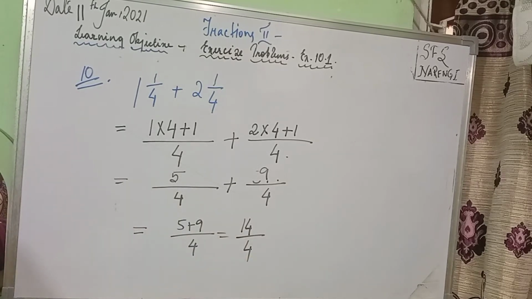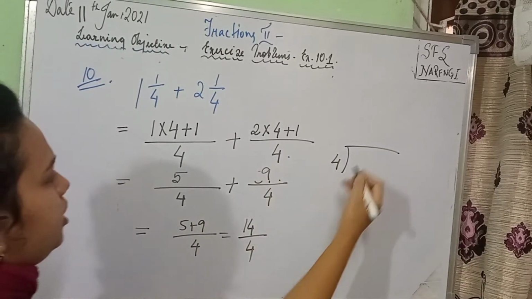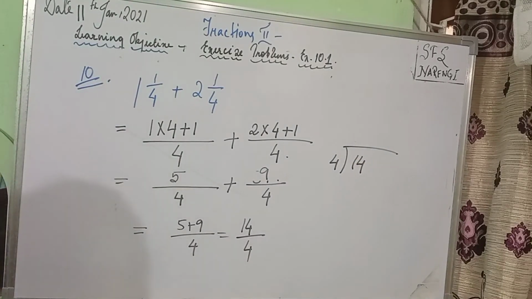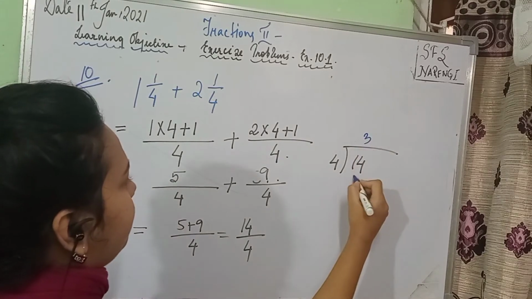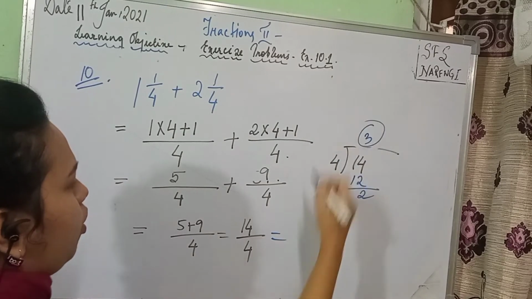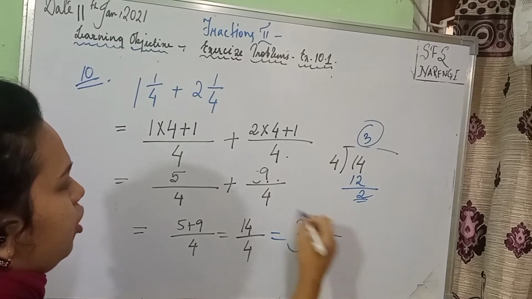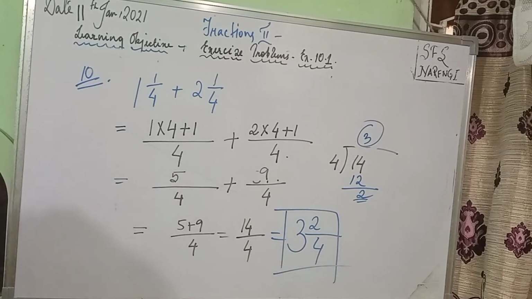Now this is an improper fraction, children. We have to convert it into a mixed fraction. So divide 14 by 4. How much will you get? 4 3s are 12 and 2. So your quotient is your whole number. Remainder is the numerator divided by the denominator. The answer is 3 2 by 4. Okay, children? Simple. We have already discussed that. That is your question number 10.